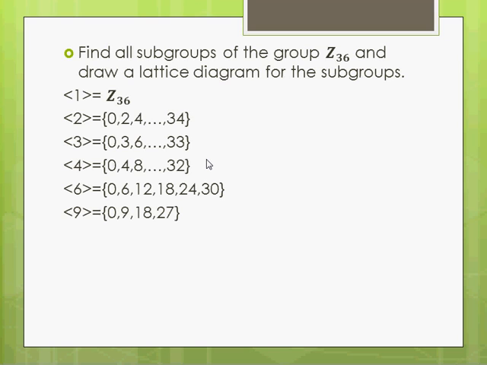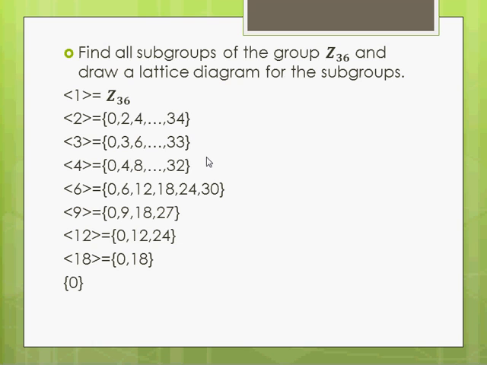So 9 is 0, 9, 18, 27. 12: 0, 12, 24. 18 is going to be just 0 and 18. And what's the last one? Do you know? It's just 0. You can't forget that one. It is a subgroup, the trivial subgroup, trivial cyclic subgroup. So you don't want to forget that. So in all, we have 1, 2, 3, 4, 5, 6, 7, 8, 9 here.